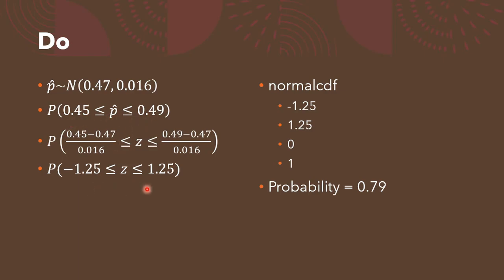And then you want to show the z values. So calculating the z values is just like you calculate it any other time. Negative 1.25 to positive 1.25 because it's the even amount. From there, normal CDF, you can use your calculator the rest of the way or using a table, depending on which one you want to do. The calculator is just easier and quicker. So normal CDF, lower limit, upper limit, mean, deviation, or you can use the actual values of 0.45, 0.49, and then 0.47 and 0.016. Probability we got is approximately 0.79.